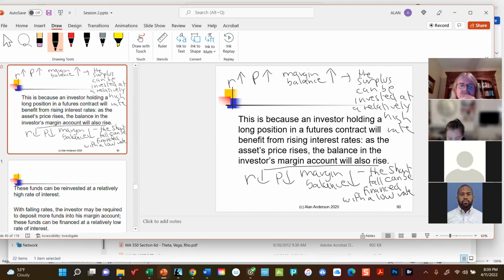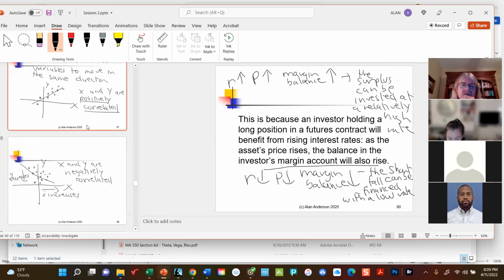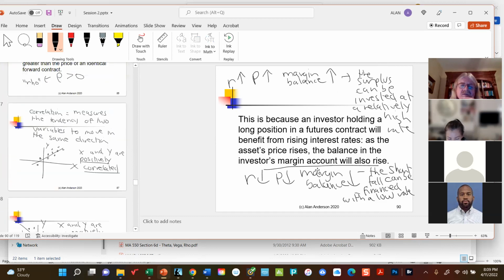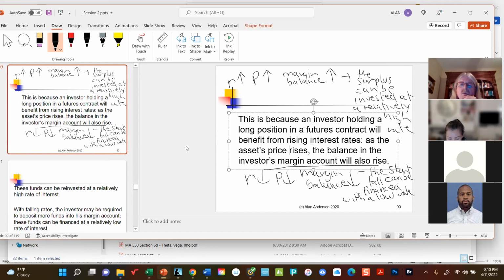So if the correlation between the underlying asset and interest rates is positive, when rates go up, you will find yourself earning a positive margin balance, which you can withdraw and invest at a relatively high rate of interest. If rates are dropping and you're losing money, you can borrow the money you need for your margin account at a relatively low rate of interest. So this means that it's advantageous to have a futures contract compared with a forward contract.